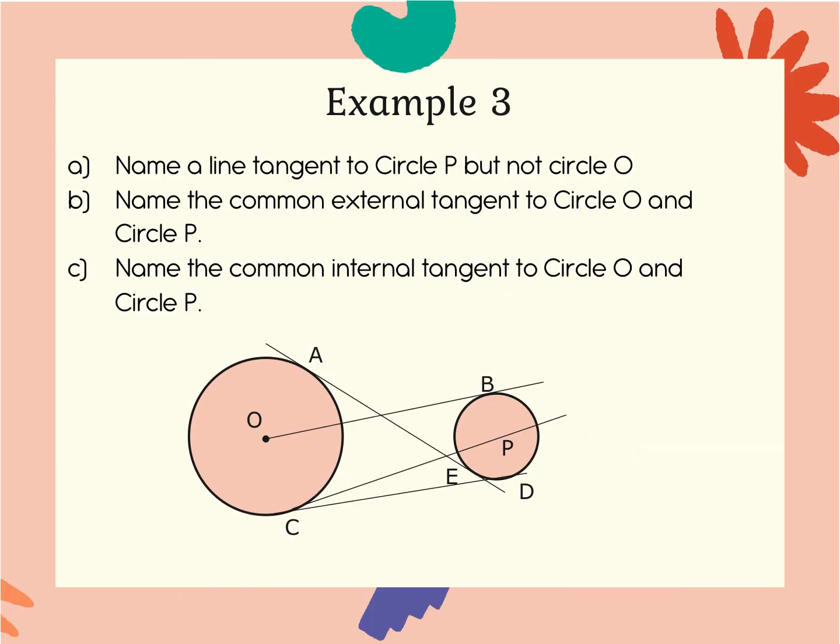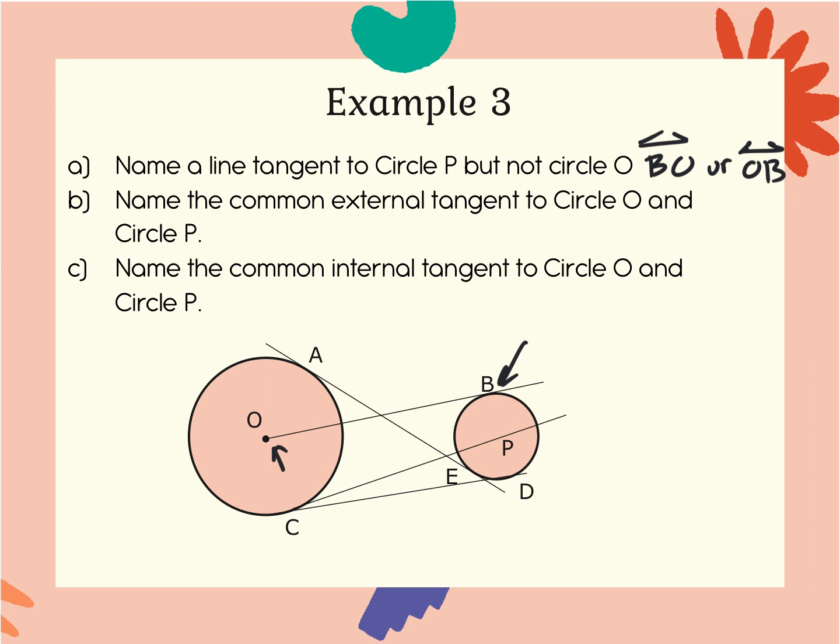All right, so example 3, the first one. Name a line tangent to circle P, but not to circle O. Now, just so you guys know, this is circle O and this is circle P. So a line that is tangent to circle P, but not tangent to circle O would be line, for example, BO. Or you can call it OB. Why is that one not tangent to O, but yes to P? It's tangent right here, and then it goes to the center of O, so it doesn't overlap.